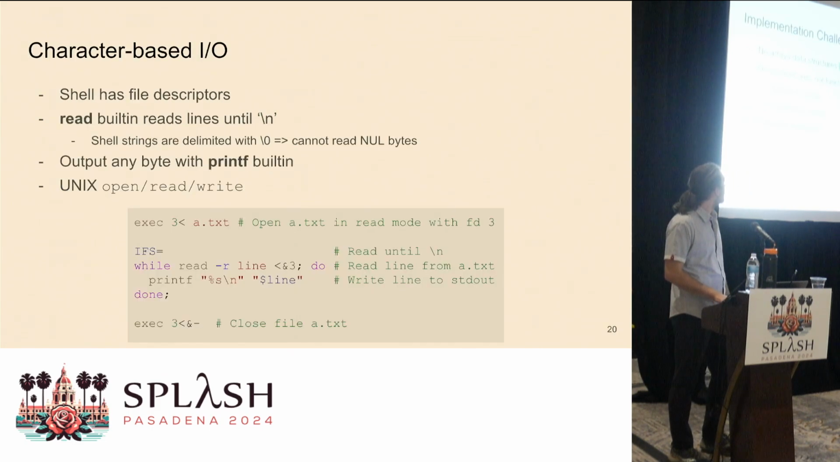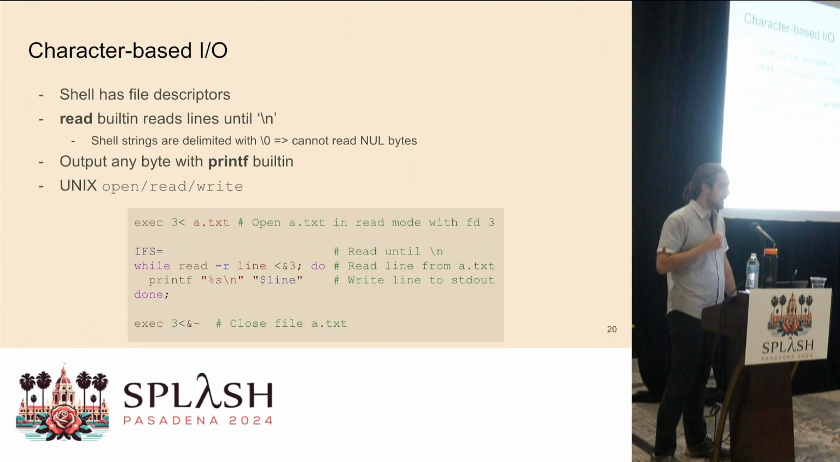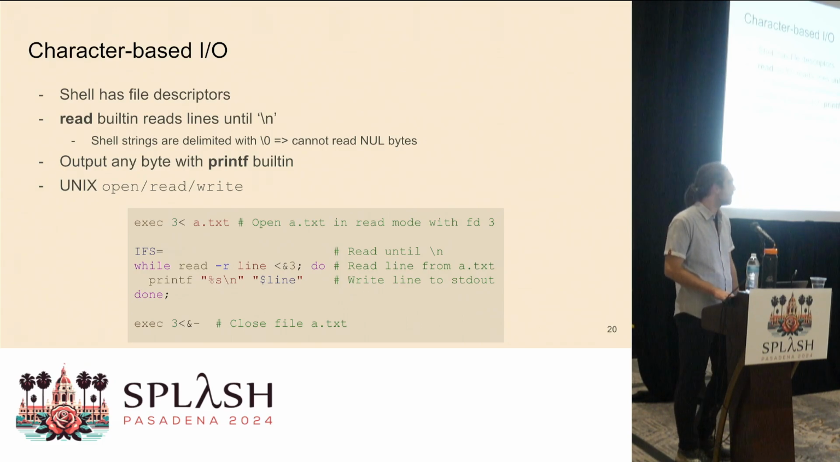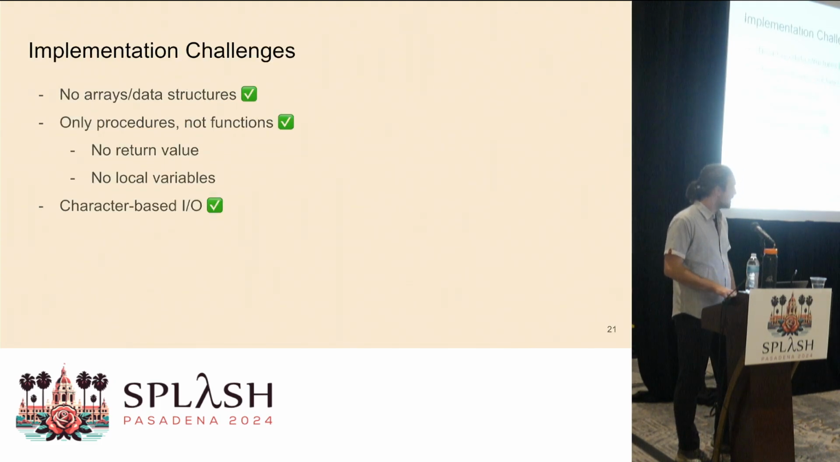And then for character-based I/O, Shell has file descriptors, so that's very convenient. And it has 2 built-ins. The first one is read, that just reads a line, and then printf that can output any byte. And so with those, we can relatively easily implement the Unix open, read and write functions. We just have to buffer the read calls to read lines and then only feed the characters as they are needed. And that completes the implementation challenges.